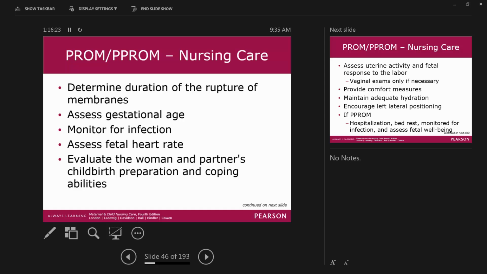Okay, so determine duration of the rupture of membranes. We want to know when they broke. Like I said, we can admit these patients at 28 weeks and try to keep them pregnant as long as we can. We're going to be constantly monitoring her for development of infection, and constantly monitoring the heart rate as well.